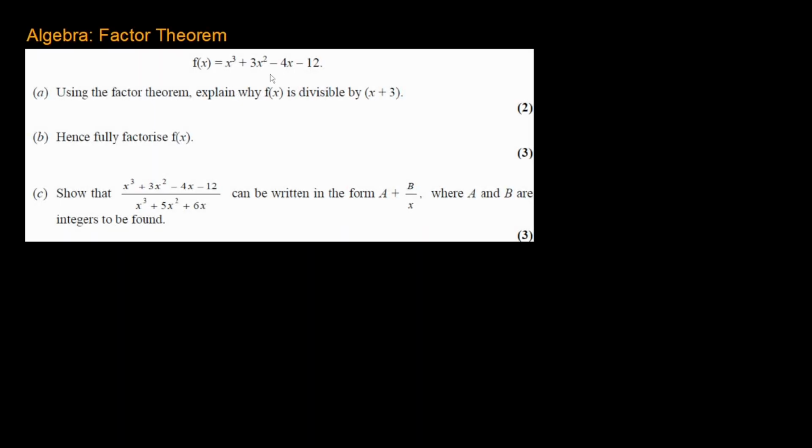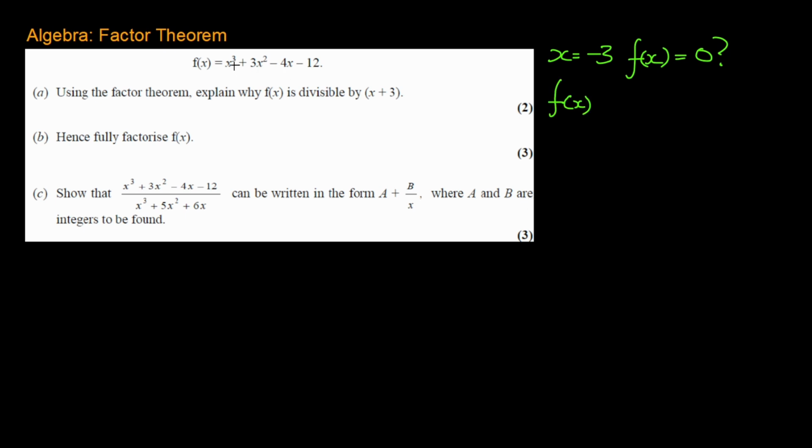We've got a function f(x), and we're asked in part A to find out whether it's divisible by x plus 3. If x plus 3 is going to be divisible, we need to substitute x equals negative 3 into f(x) and find out whether f(x) equals 0.